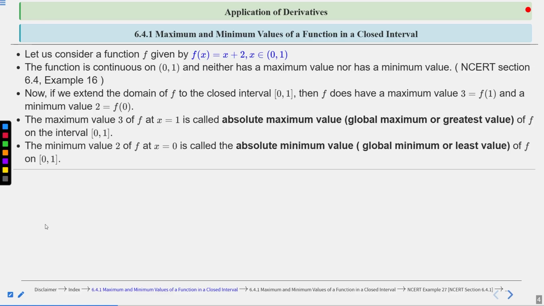Now, the minimum value 2 of function f at x = 0 is called the absolute minimum value or global minimum or least value of f on [0, 1], right?